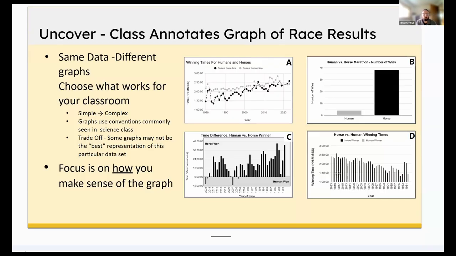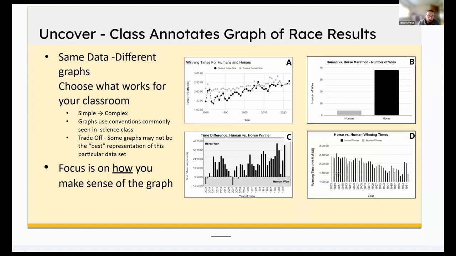Uncover, where students are trying to answer the question, who's the better marathoner, horses versus humans? And they use the results from this race that's over in, I think it's in Wales, that's been running for like 40 years, where humans and horses have been running these marathon-like races to see who wins. And it's all the same data, but it's presented 4 different ways.